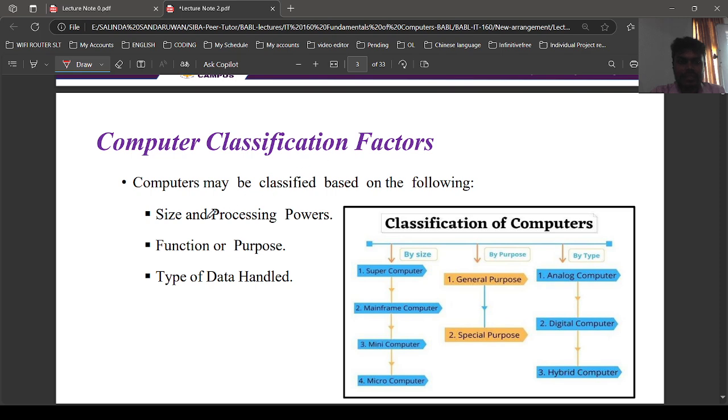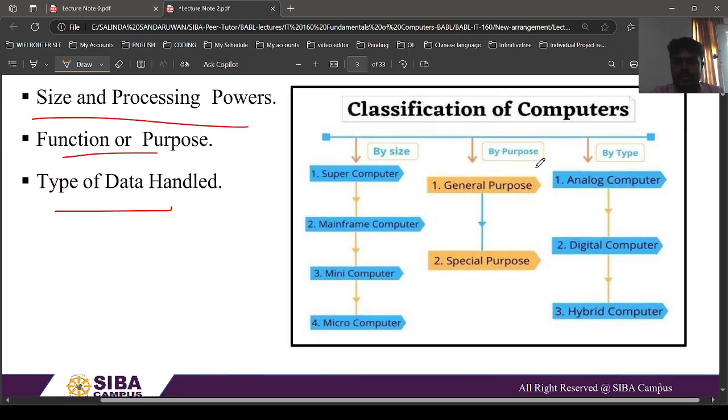Computer classification factors. We can use the size, function, and type of data handled. Here you have a quick overview. When it comes to size, you have supercomputers, mainframe computers, mini computers, and microcomputers. By purpose, we have general purpose computers and special purpose computers. When it comes to the type of data handled, we have analog computers, digital computers, and a combination of analog and digital, which we call hybrid. It's like the hybrid vehicle.